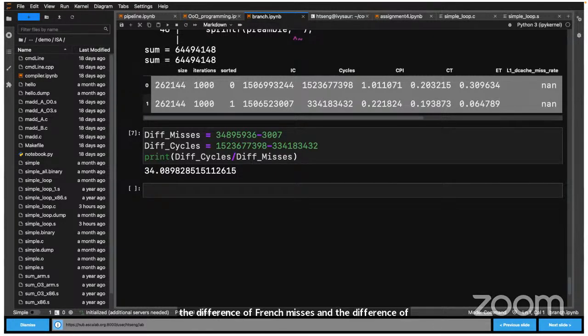Because I'm only counting the number of instructions within that loop, you can see that the instruction count is not changing a lot. All the differences are coming from the fact that you have branch misprediction or not. So the difference in branch mispredictions and the difference in the number of cycles would give you roughly an idea about how expensive a branch is.